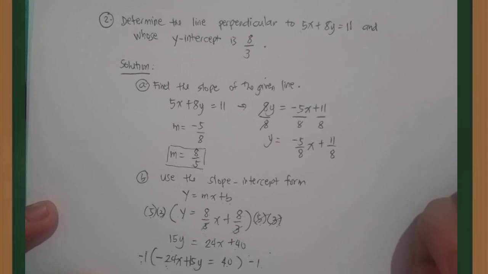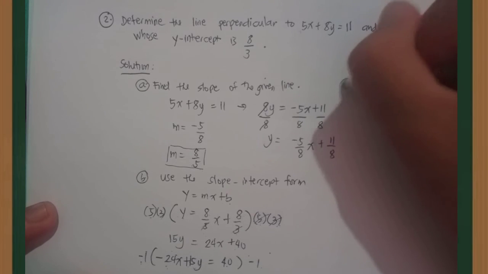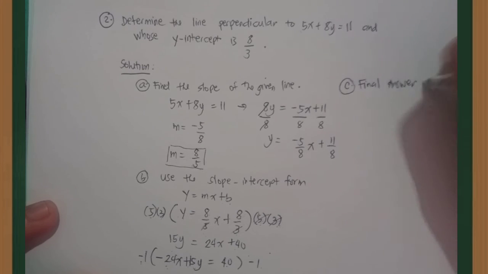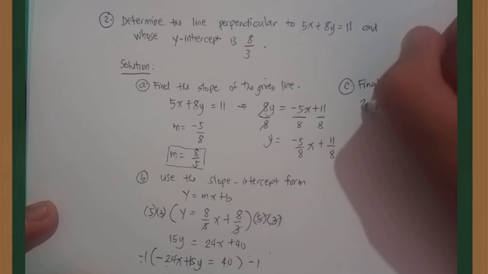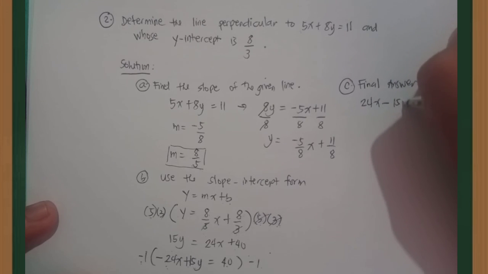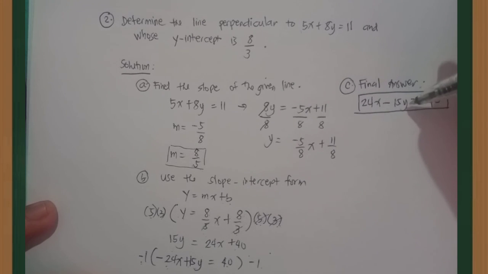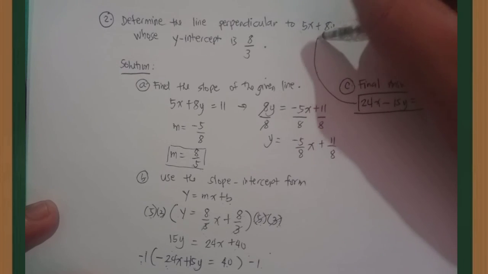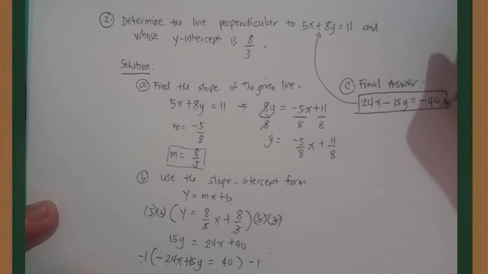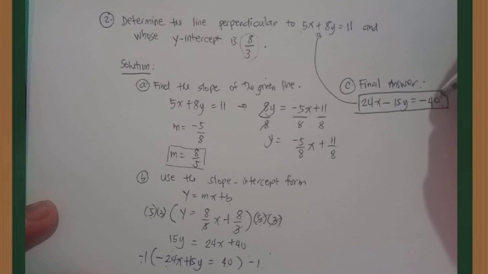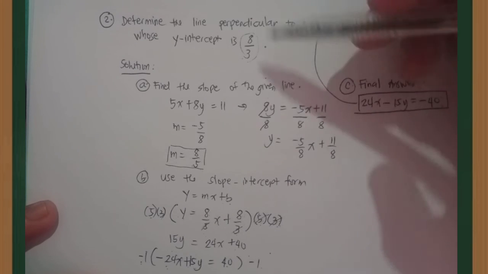Okay? So, what is the final answer? Our final answer is 24x minus 15y equals negative 40. So, this is our final answer. So, 24x minus 15y equals negative 40 is perpendicular to this given line, and its y-intercept is 8 over 3. Okay? The y-intercept of this final answer is 8 over 3.